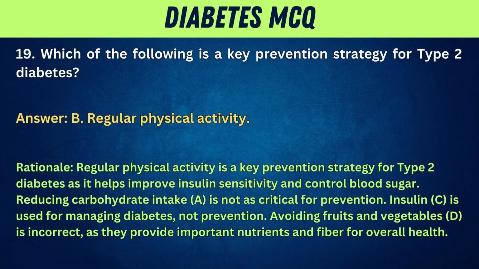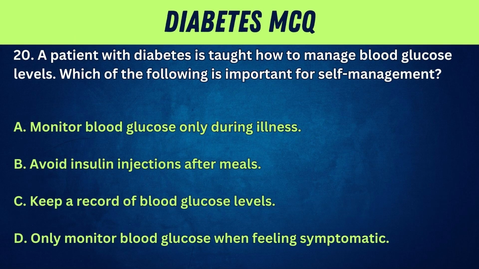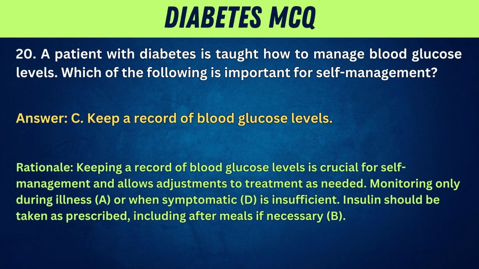20. A patient with diabetes is taught how to manage blood glucose levels. Which of the following is important for self-management? A. Monitor blood glucose only during illness. B. Avoid insulin injections after meals. C. Keep a record of blood glucose levels. D. Only monitor blood glucose when feeling symptomatic. Answer: C. Keep a record of blood glucose levels.